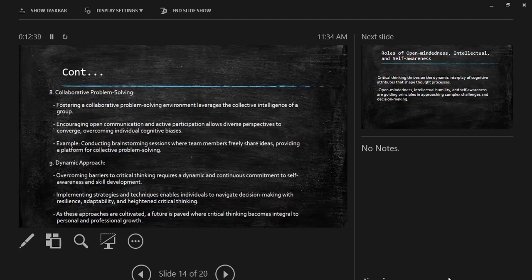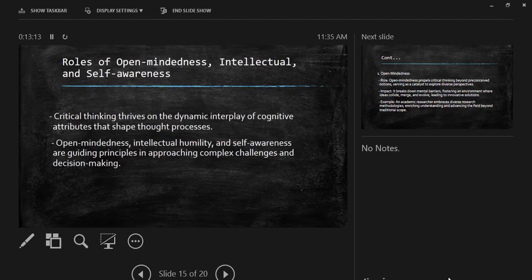The ninth one is a dynamic approach. Overcoming barriers to critical thinking requires a dynamic and continuous commitment to self-awareness and skill development. As I said, this is not a one-time action, it's a progress or a journey. So it's important to use this strategy, the dynamic approach. Implementing strategies and techniques enables individuals to navigate decision-making with resilience, adaptability, and heightened critical thinking. This approach paves the way for a future where critical thinking becomes integral to personal and professional growth.